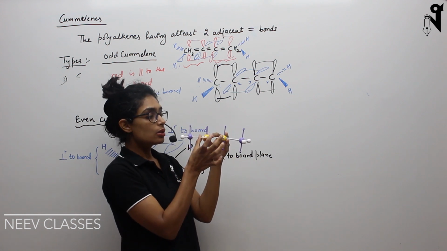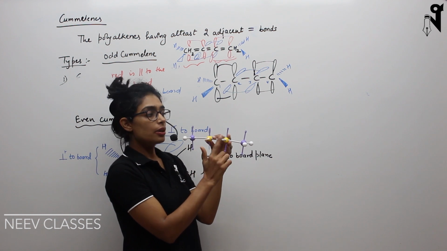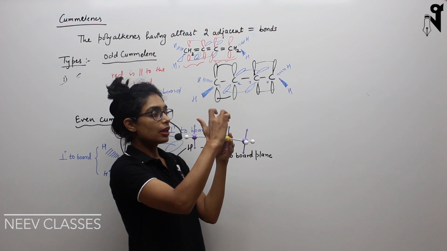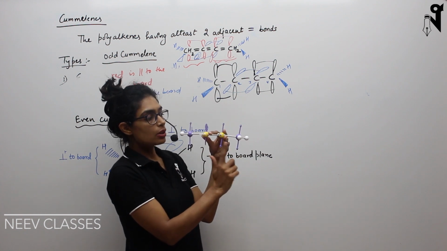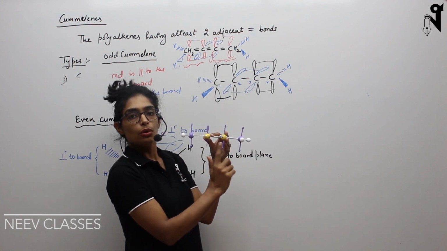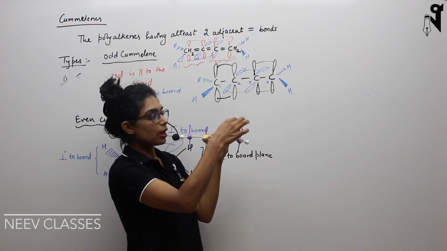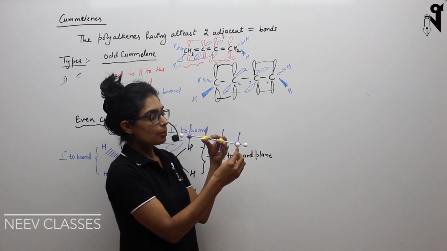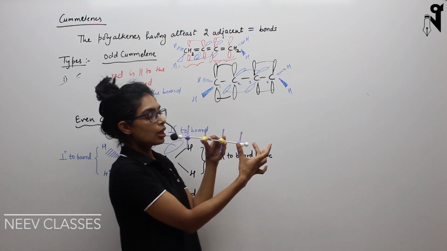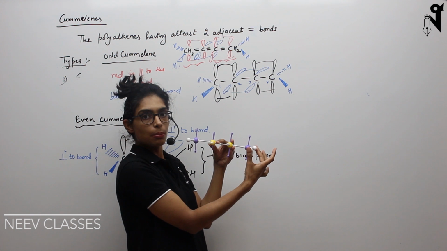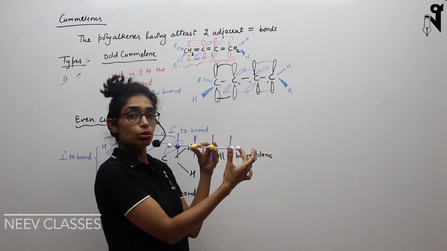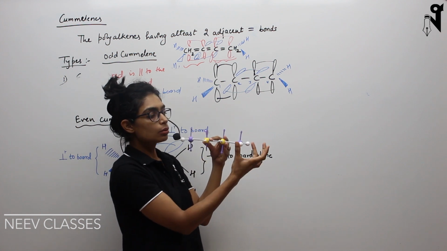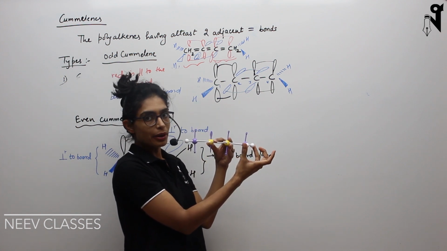So I had used these two p orbitals to form a pi bond. Now third and fourth will again make a pi bond using this p orbital parallel to the board. So this is parallel to the board, this is also parallel to the board, and they'll form the pi bond. Because this is parallel to the board, the two hydrogens which are sigma bonded will be perpendicular to the board, right? So the first two hydrogens are also perpendicular to the board, and the last two hydrogens are also perpendicular to the board.